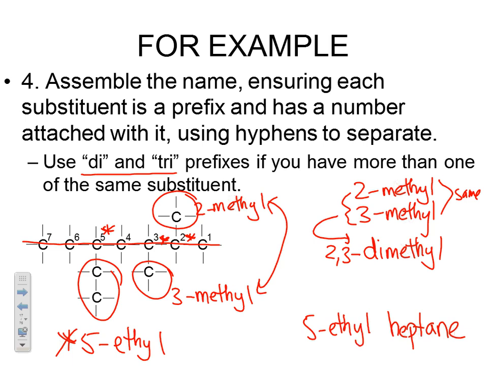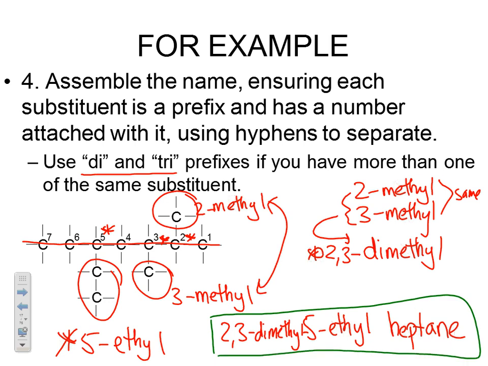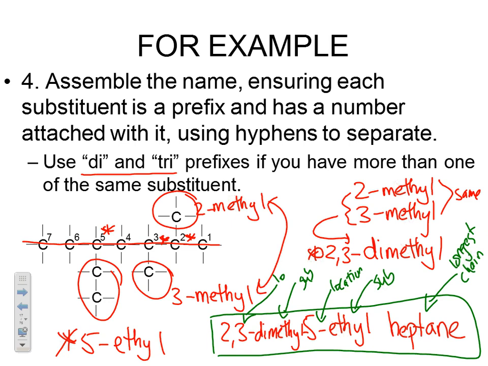And then I also had the 2 methyl groups, so 2,3-dimethyl-5-ethyl heptane. And that right there is the name of the compound. So again, we have our longest chain, we have a substituent, we have location, we have substituent, and we have location. And that is how we name an alkane.